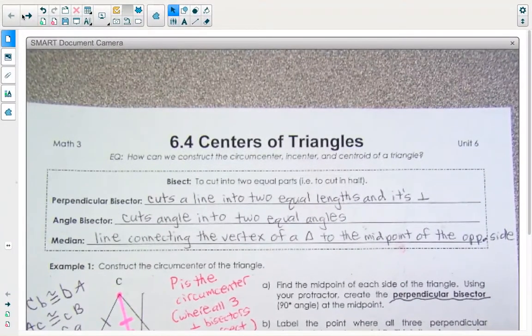Hey y'all. In this video, we're going to be taking a look at centers of triangles. Our question that we should be able to answer by the end of today is how can we construct the circumcenter, incenter, and centroid of a triangle?